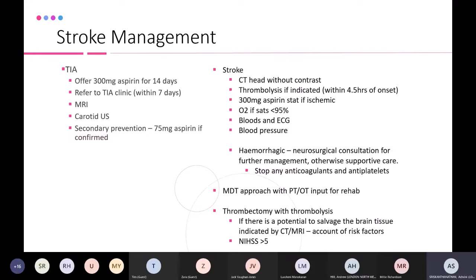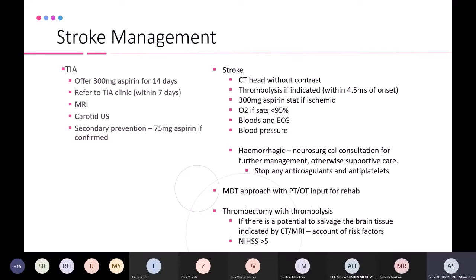With stroke, you do a CT head without contrast, and this is done straight away if you have a suspected stroke, because you need to identify if it's hemorrhagic or if it's ischemic to know if you want to thrombolyse the patient, because you don't want to thrombolyse them if it ends up being hemorrhagic, and that will just cause more of an issue. So if it's ischemic, you can see if there's an indication for thrombolysis. Typically it's within 4.5 hours of the onset of the symptoms.